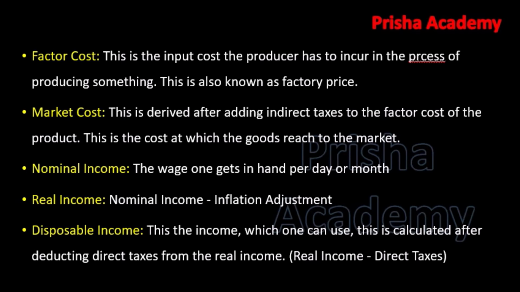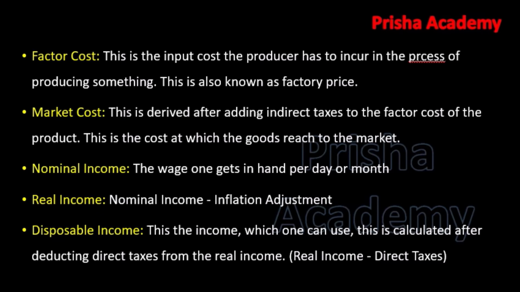Then factor cost. This is the input cost the producer has to incur in the process of producing something. This is also known as factory price. So whatever the labor charges, electricity charges, rent and other charges which the producer is paying are called the factor cost. When all these costs are included, the final cost of the product is derived. This cost is called the factor cost, and this is also known as the factory price.